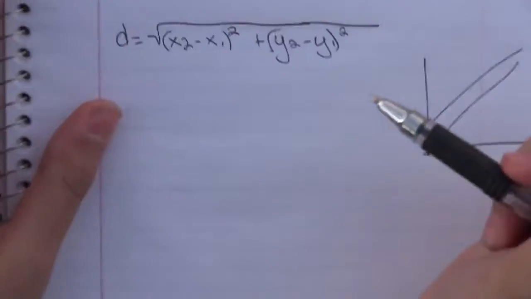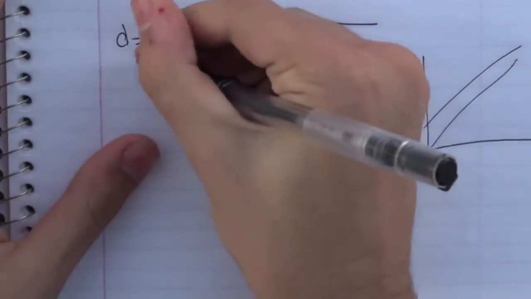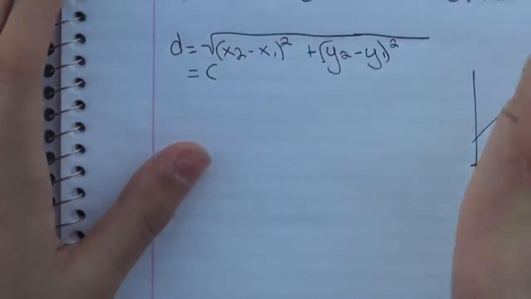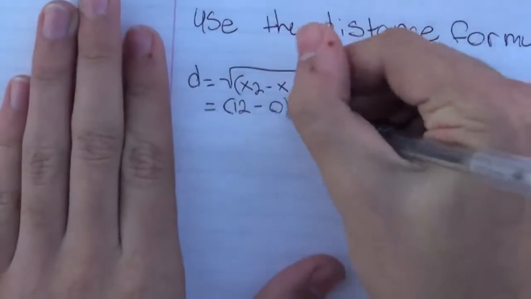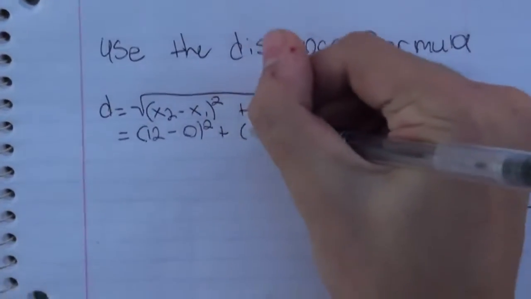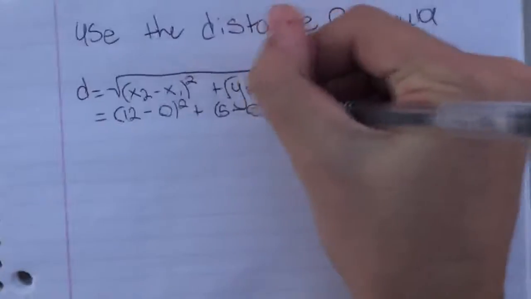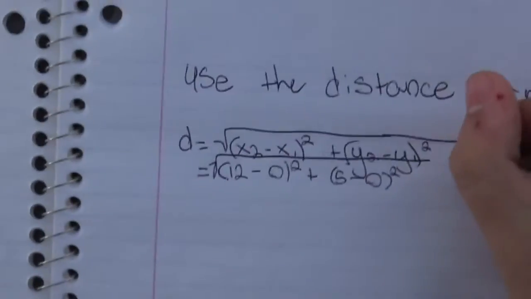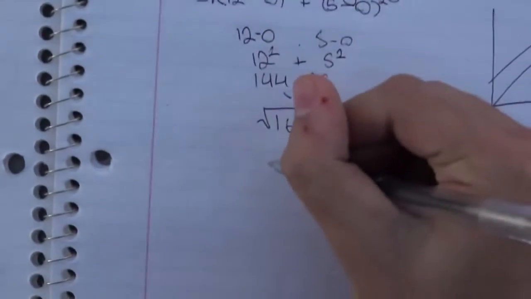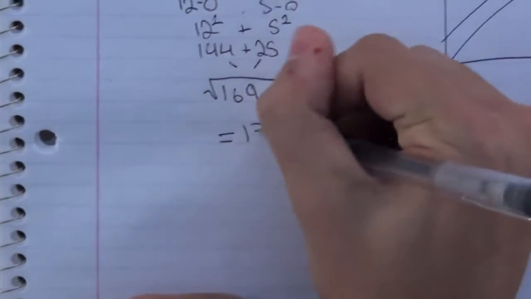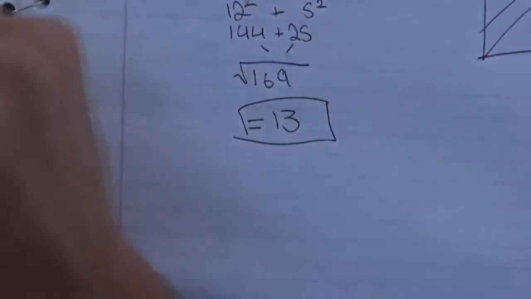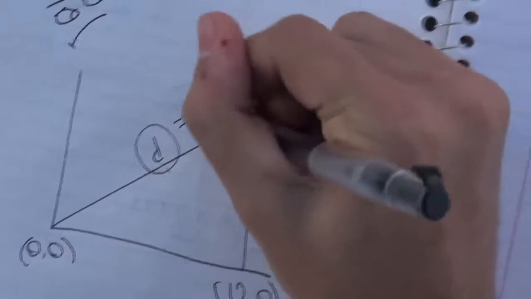You have the distance formula, and now you substitute. You substitute x2 for 12, x1 for 0, square root, and then plus 5 minus 0 squared. So that's substituting. Now you just simplify that, the square root, and it equals 13. So the distance of this would equal 13.